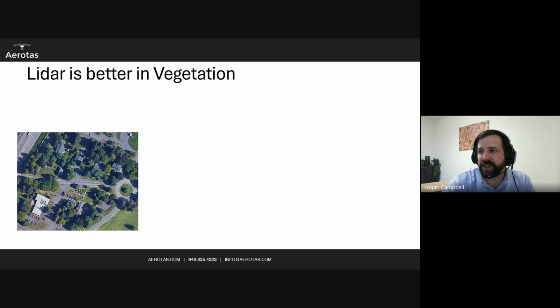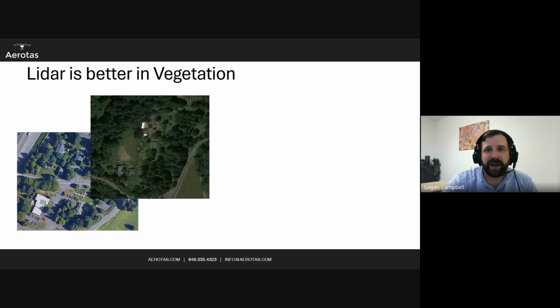LiDAR is better in vegetation. If you have job sites that might look like this or look like this with a lot of vegetation, LiDAR is simply better.